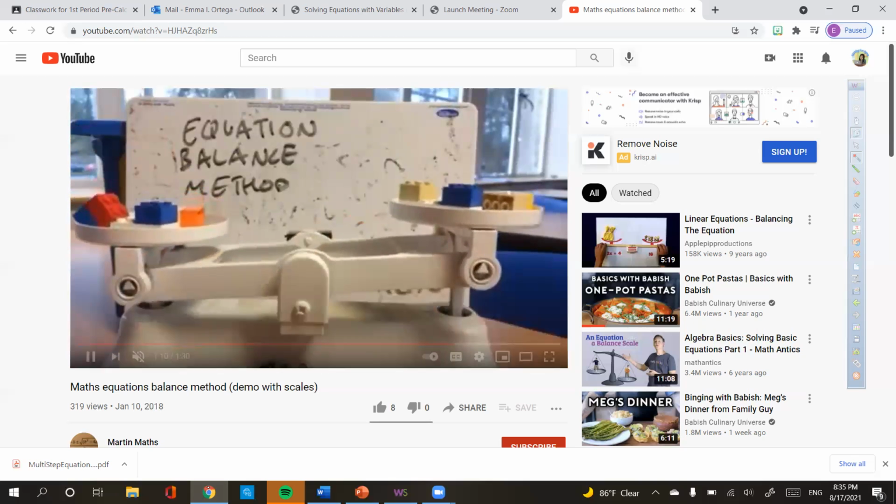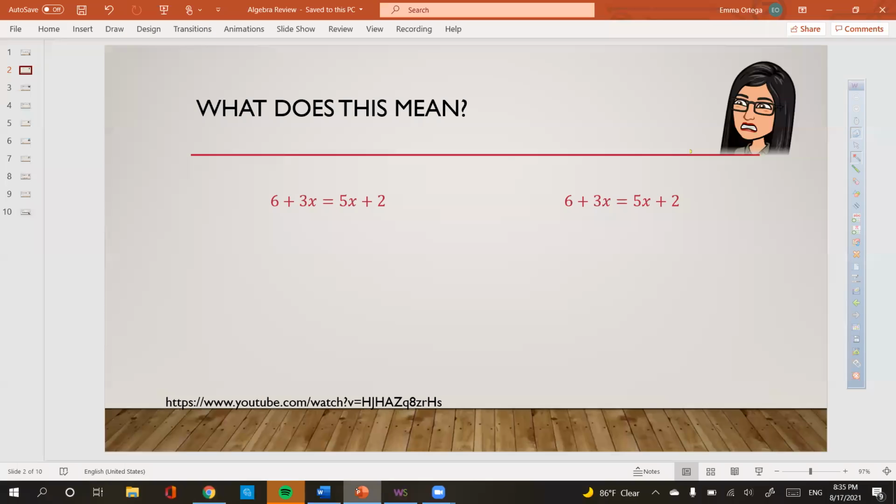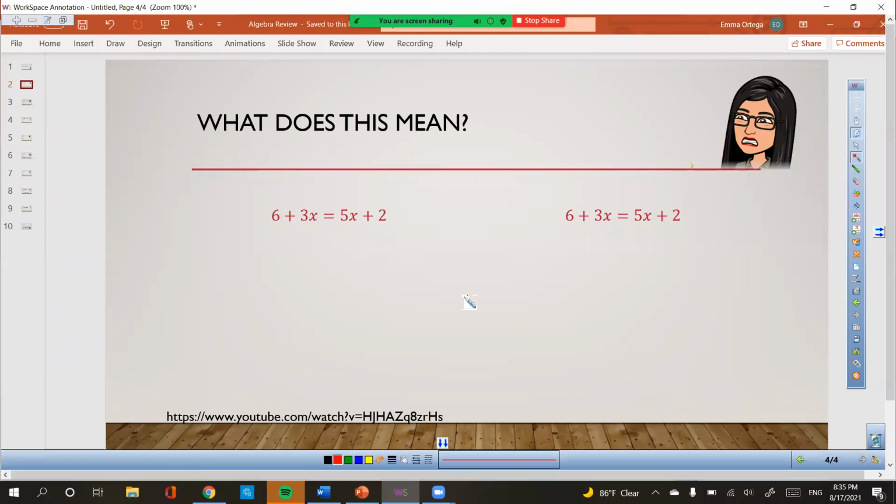So mainly with this video, I just wanted to show you that, again, whenever we're solving an equation such as these, we need to remember that whatever you do to one side, you have to do to the other side as well. Okay, so let's go ahead and look at this first problem right here. I want to solve for x, meaning I want to leave x completely by itself.